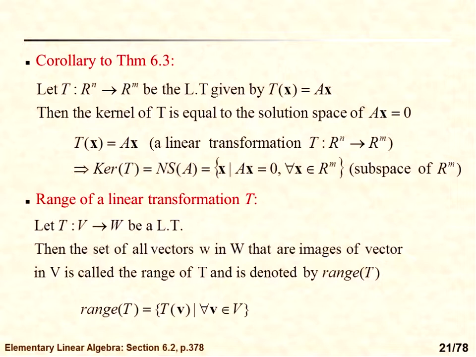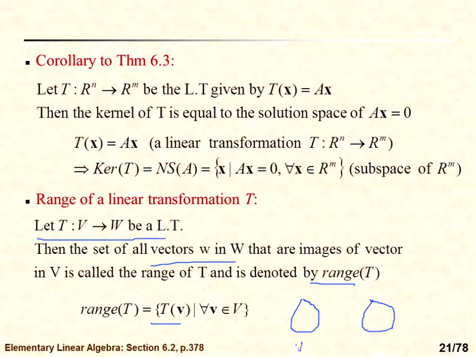So there are some more definitions. The range of a linear transformation. Let T from V to W be a linear transformation, then the set of all vectors w in W that are images of vectors in V is called the range of T, and it is denoted by range of T. Range of T is equal to T of V.